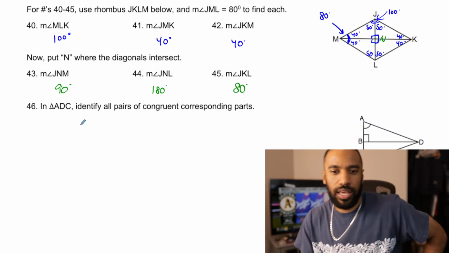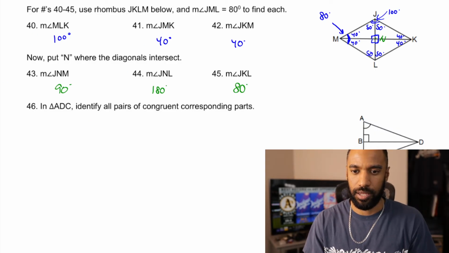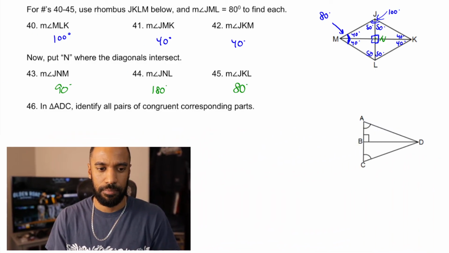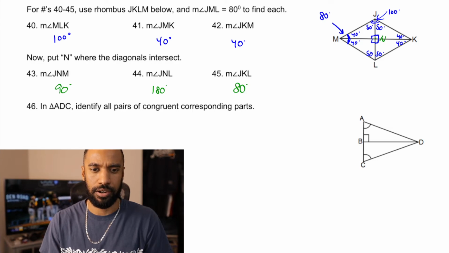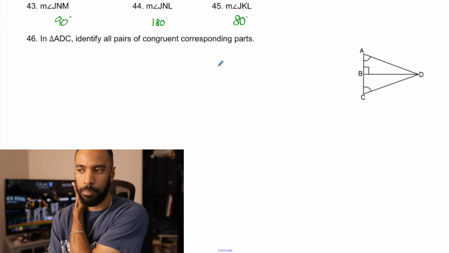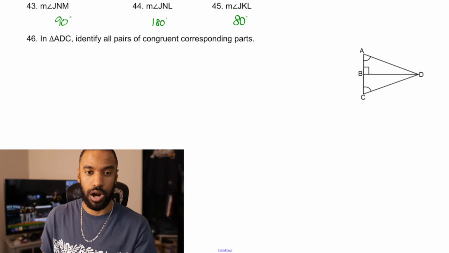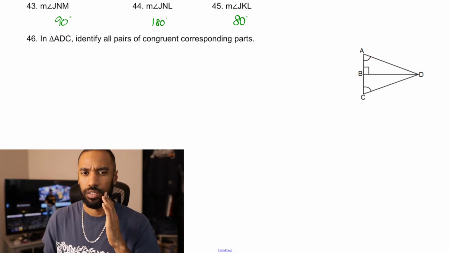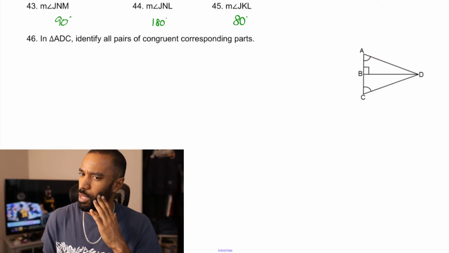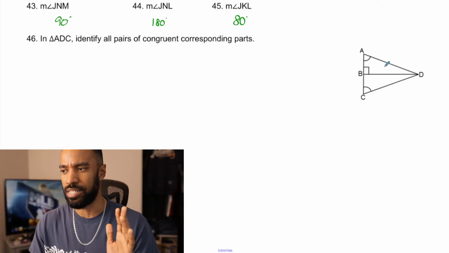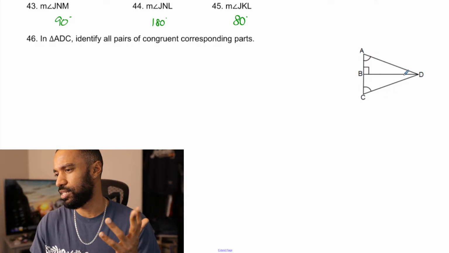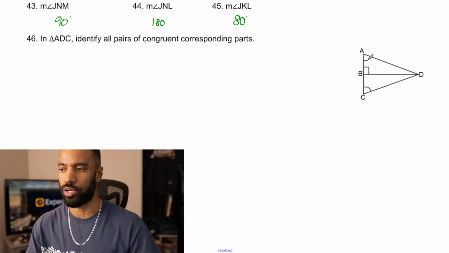Okay, in triangle ADC, probably behind me here, identify all pairs of congruent corresponding parts. Now, in order to do that, you'd have to prove that the triangles are congruent themselves. They probably should say in triangles ABD and CBD, whatever. Let's prove these triangles are congruent here.